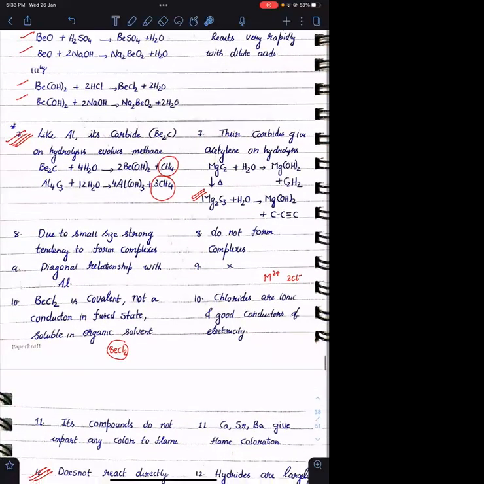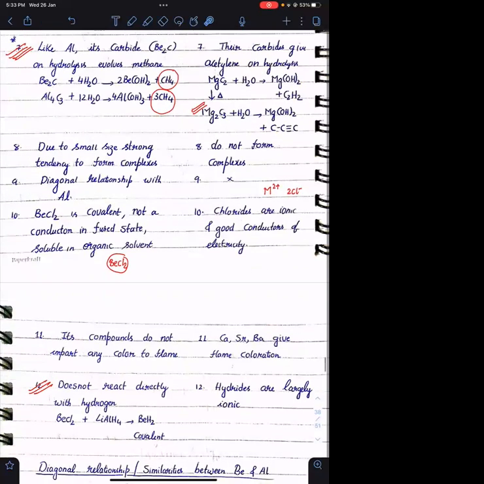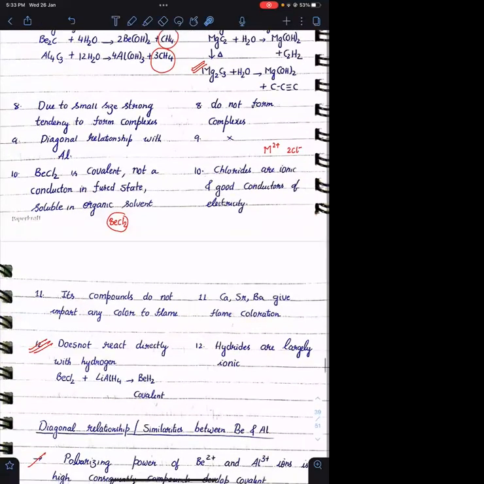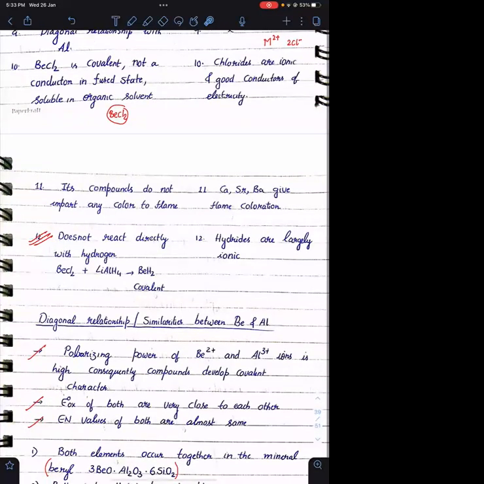Okay, complexes बनाने का tendency ज़्यादा है. It has diagonal relationship with aluminium. Beryllium chloride is covalent. Because of that being covalent, it is non-conductor even in the fused state. Okay, it will be soluble in organic solvents like dissolves like. Its compounds do not impart any color to the flame. Magnesium का भी वही है.